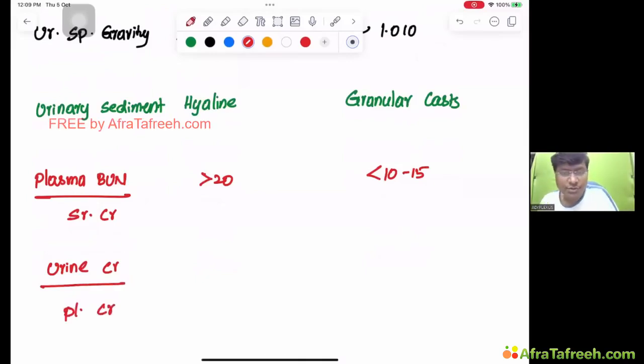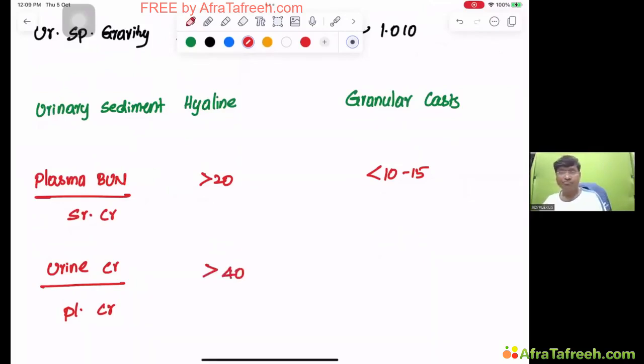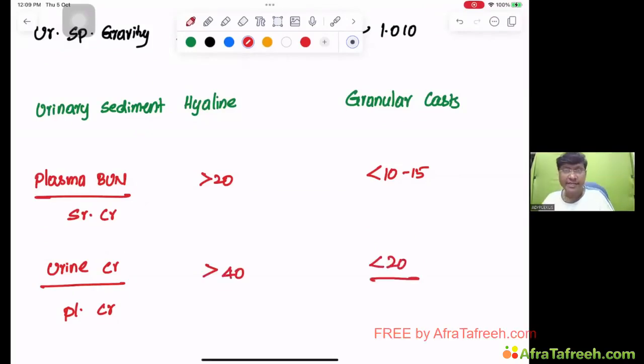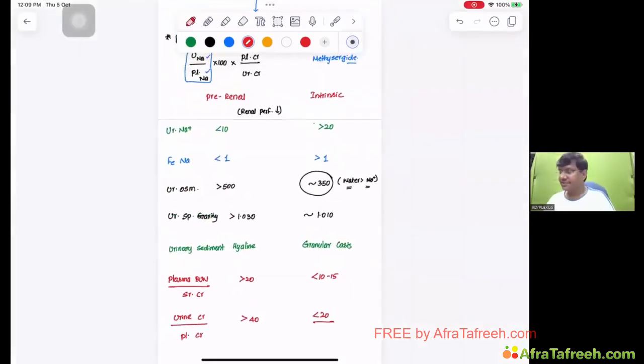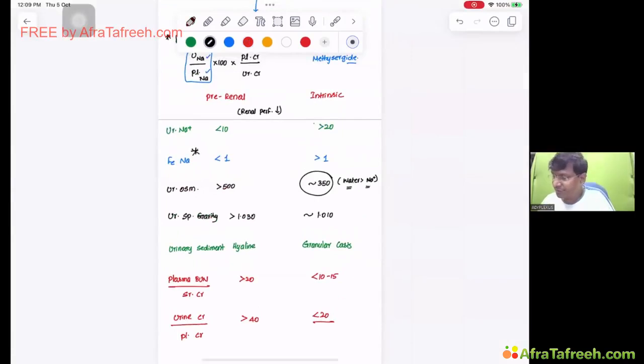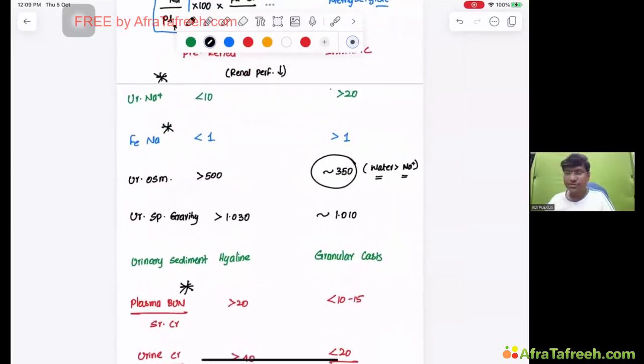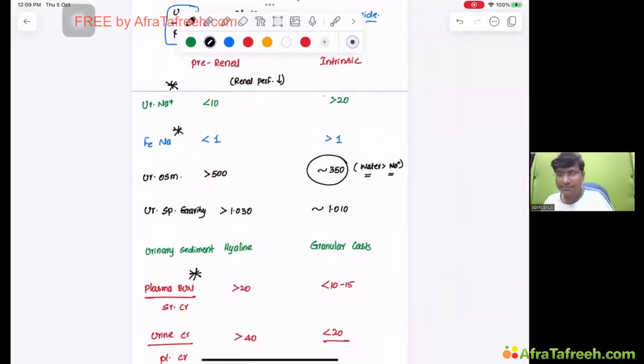Right, the urine creatinine to plasma creatinine ratio. In pre-renal, it is more than 40, whereas in intrinsic renal, it is less than 20. So these are the differences between pre-renal and intrinsic renal, out of which FeNa is very important to be remembered. Then BUN to creatinine ratio is also very important to be remembered. And next is the urinary sodium. So these three differences, you definitely have to remember, right?